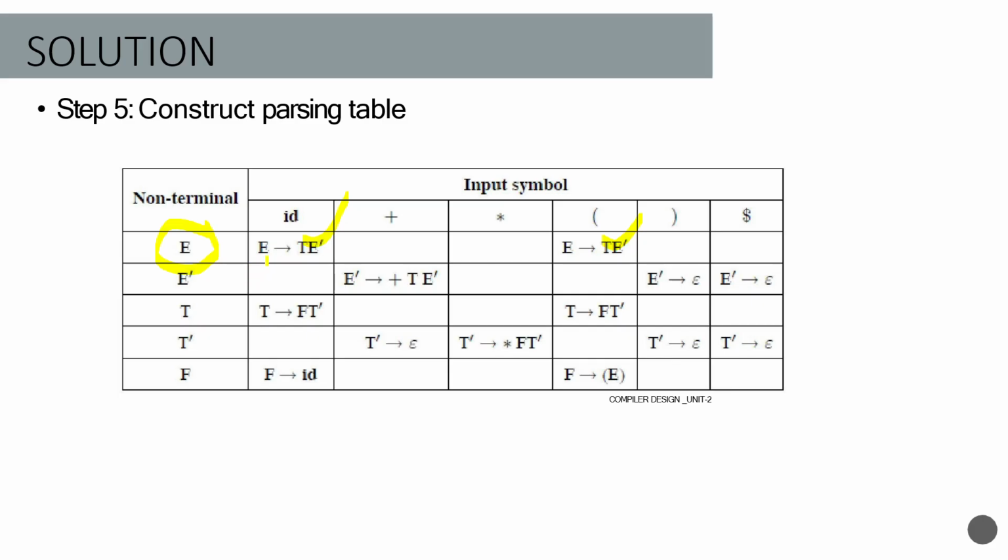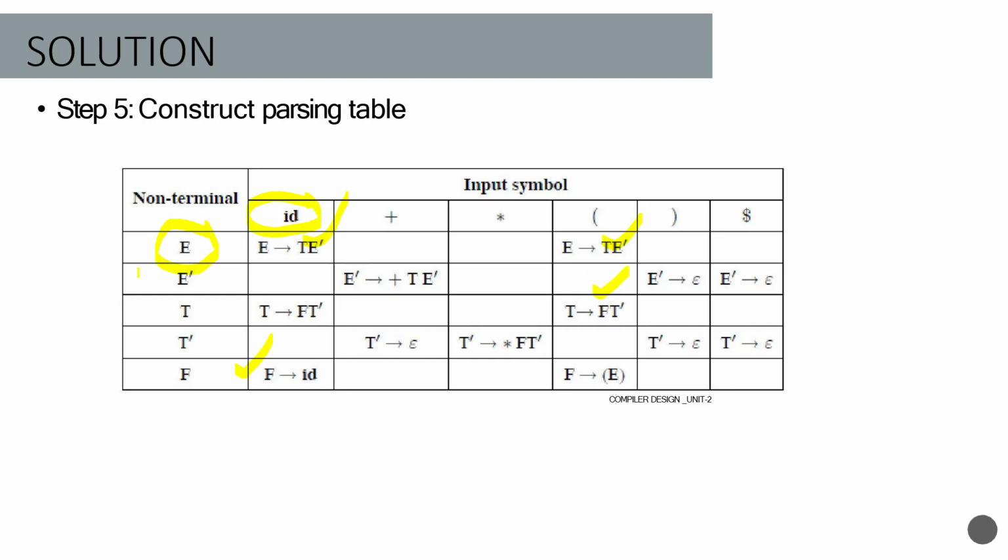So in open bracket and ID, we write the production E tends to TE dash. Similarly, whatever the first of T is, again open bracket and ID. So for the production that starts with capital T, T tends to FT dash, we write it in both. Similarly for F, in ID we write F tends to ID, and in open bracket we write F tends to open bracket E.